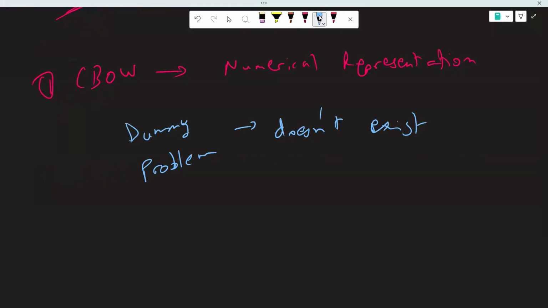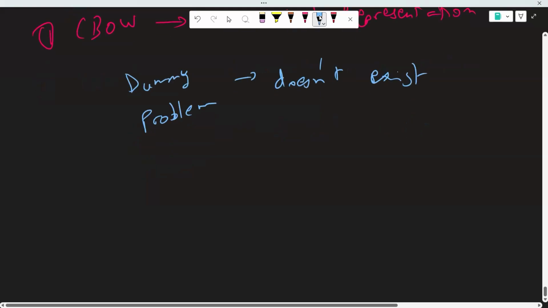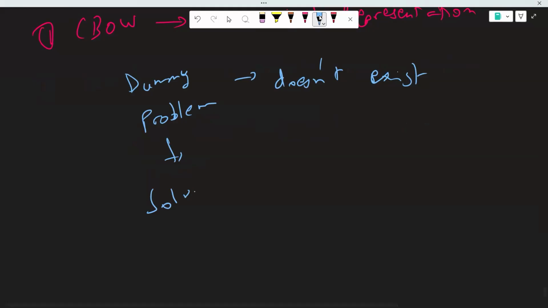So what we'll do is create a dummy problem and try to solve it. I will explain why we are doing it. We'll solve it, and by solving it, we'll get a vector representation. The output of this is what will be the numerical representation. This itself will be the numerical representation.